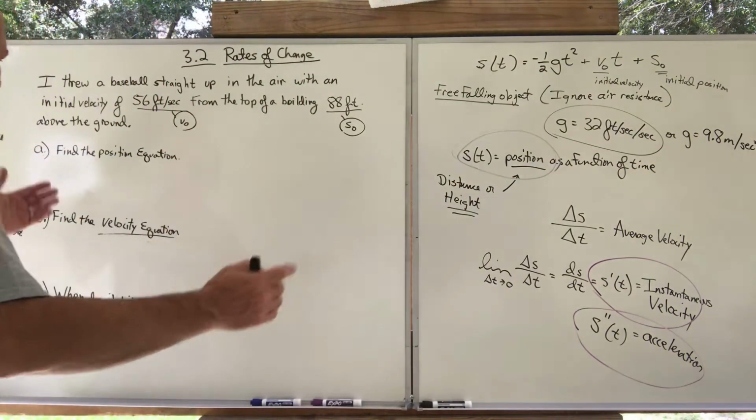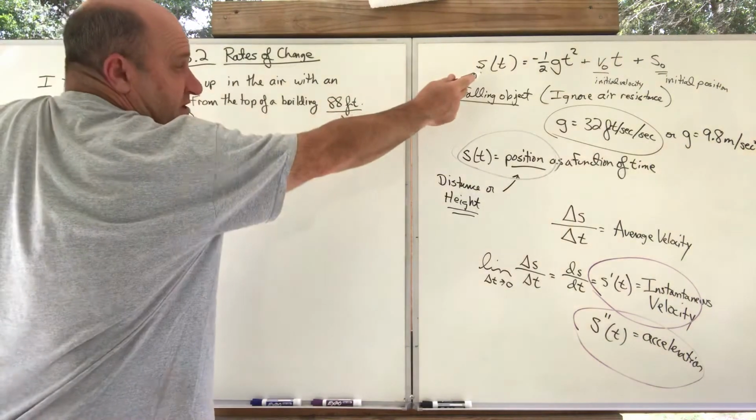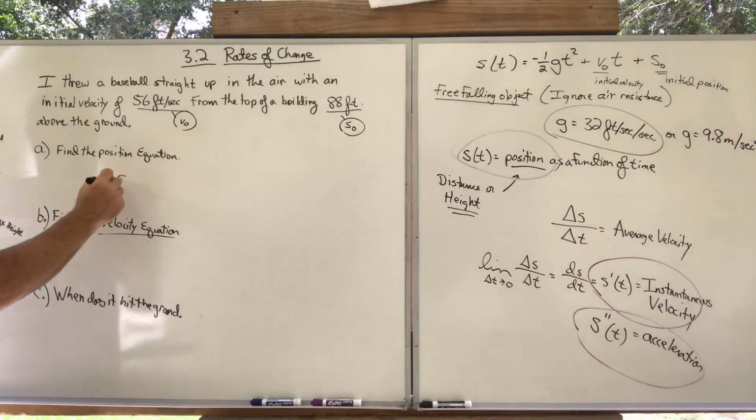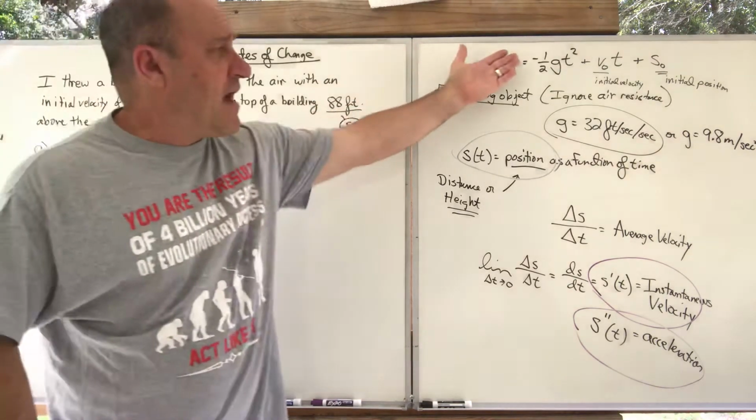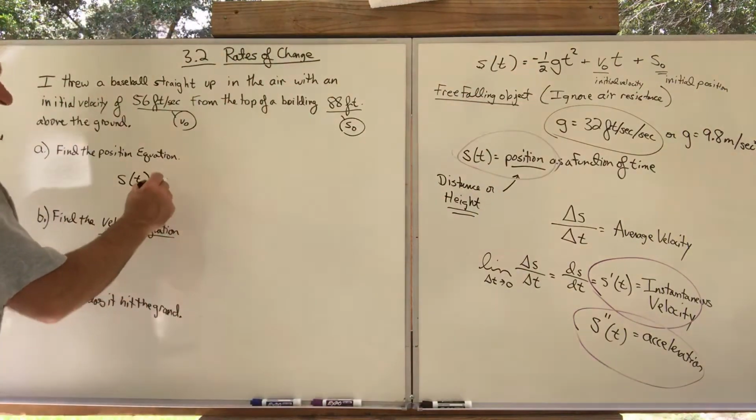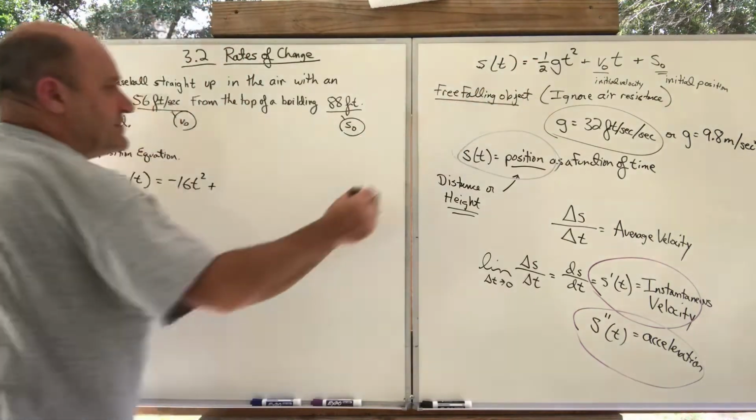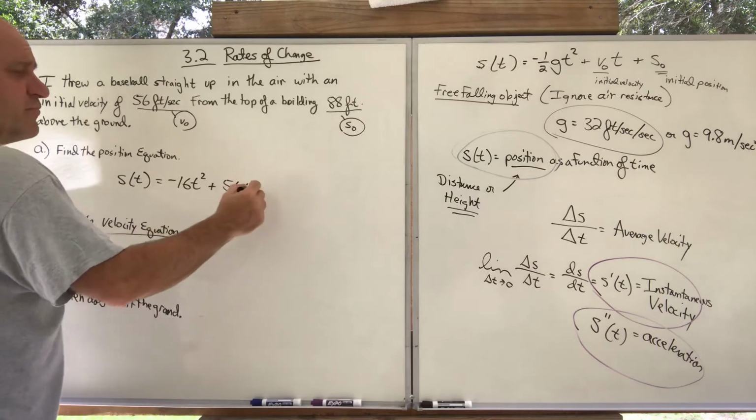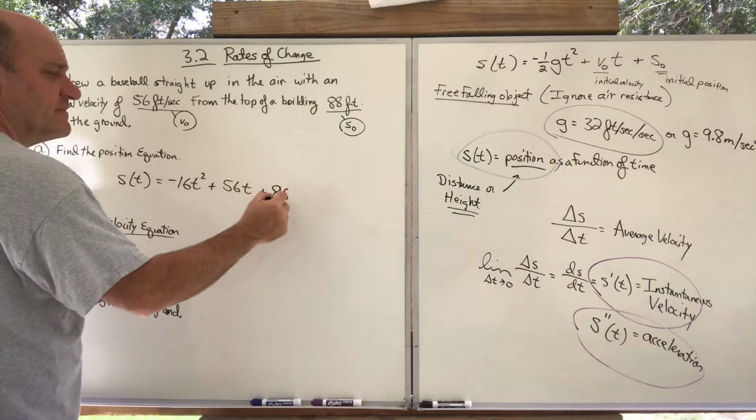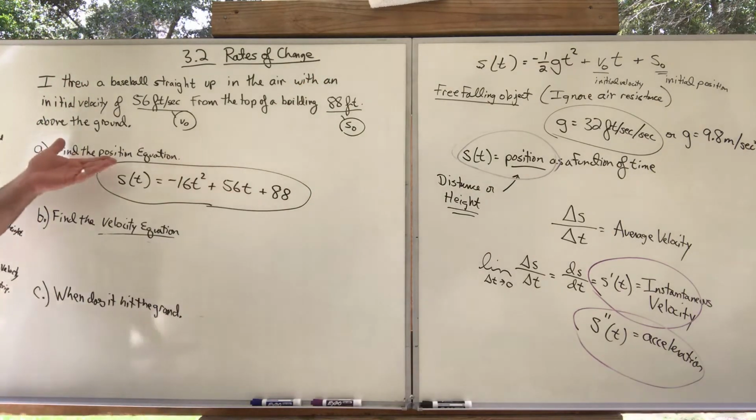But here we go. The first question is, find the position equation. So the position equation is right there. The position function S of t is negative 1/2 times the 32, which is classic, negative 16t squared, plus the V naught times t. The V naught is that 56 times t, and then plus the initial height, 88. So that was easy. I just needed that formula. That's the position equation.